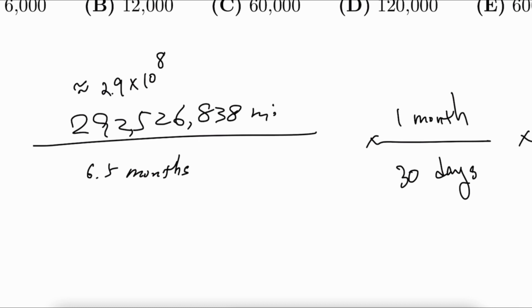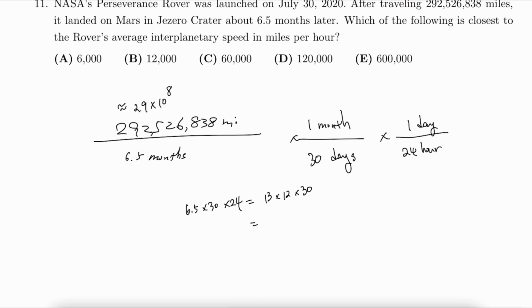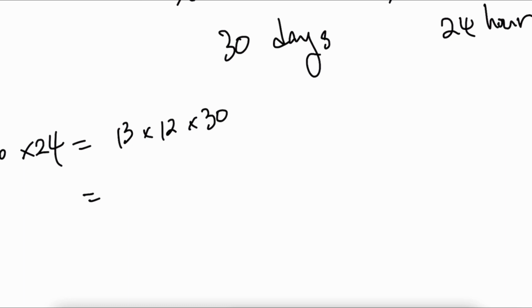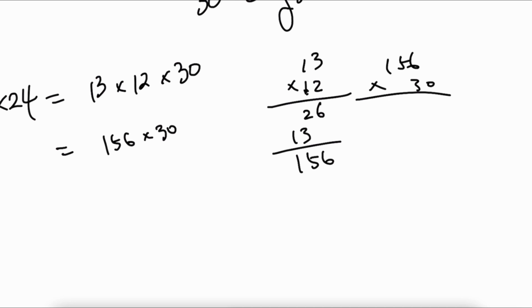Take a look at our denominator, which is 6.5 times 30 times 24, which is 13 times 12 times 30. You could do some estimation over here as well, but because it looks like our answer choices are actually pretty close to each other, we are going to just straight up do the calculation so that we are not too far off. 13 times 12. If you don't know how to do this, please just write it down on paper. You will make much fewer silly mistakes that way. Again, 156 times 30. It's very easy. I know you can do it, but please do it on paper.